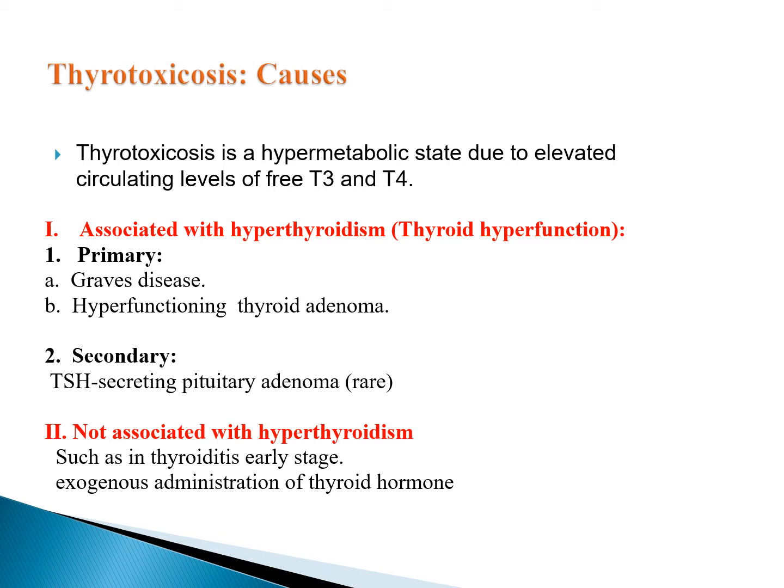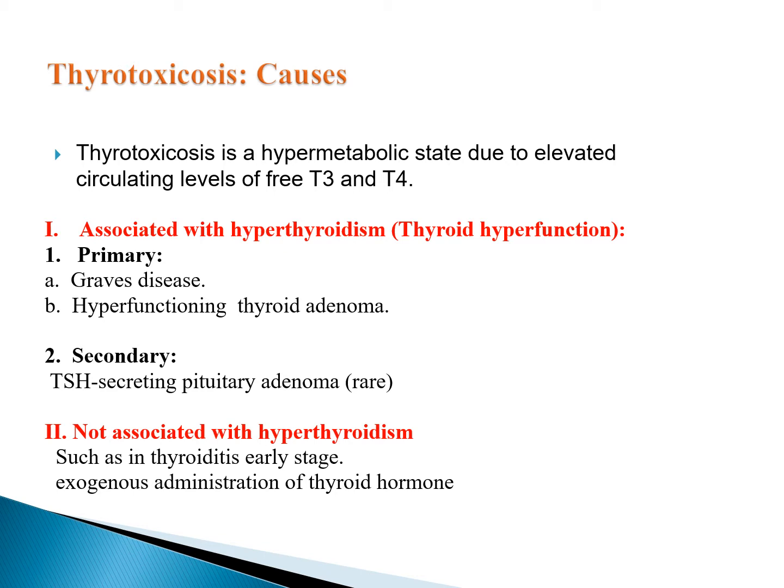Here the cause is not primarily in the thyroid gland, it is due to a cause outside the thyroid gland, like in the pituitary gland. The pituitary gland controls most of the glands of the body, including the thyroid gland. If we have a tumor in the pituitary producing the thyroid stimulating hormone, the TSH, this will result in increased thyroid hormone production by the thyroid gland.